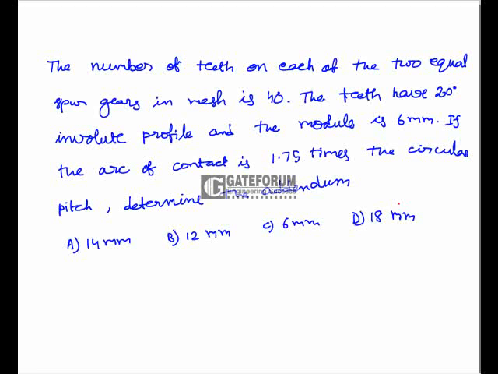The number of teeth on each of the two equal gears in mesh is 40. The teeth have a 20 degrees involute profile and the module is 6 mm. If the arc of contact is 1.75 times the circular pitch, determine the addendum.